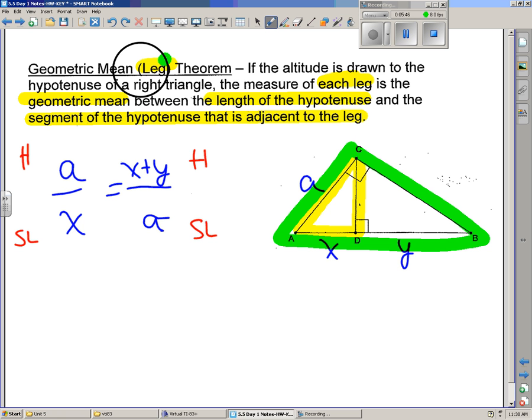Again, it says that the leg is the geometric mean. Here's the geometric mean: it's on a diagonal between the entire hypotenuse and the part of the hypotenuse attached to that leg.